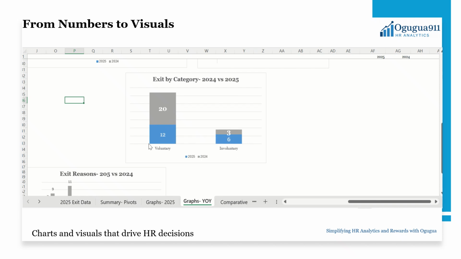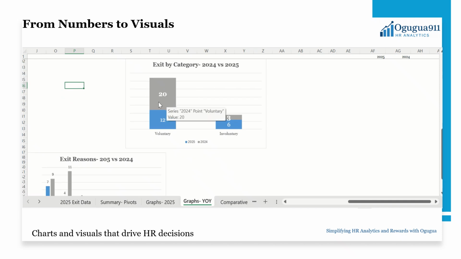But for exit by category, we want to know if the previous years had the same type of voluntary and involuntary exit. But we see that in 2024 we had a higher voluntary exit and a lower involuntary exit. But in total, we had more exits in 2024. It means that some retention strategies have started kicking in. You need to track and continue using those strategies.